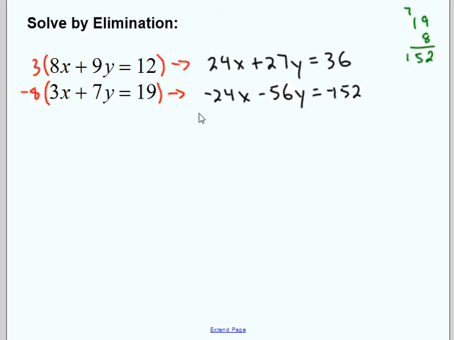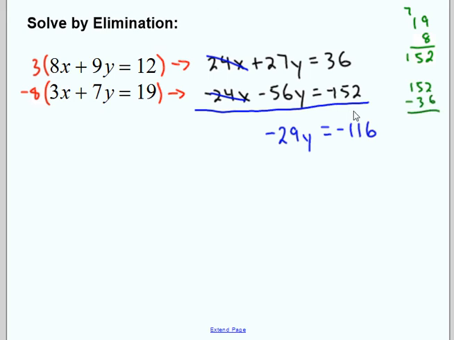All right, now I'm going to add these two equations, and look at this. The x's are eliminated. 27 minus 56 is negative 29. 36 minus 152 is negative 116. Okay, and again, you guys, when I'm subtracting, since 152 is bigger, I'm really taking 152 minus 36, and I'm making the answer negative.